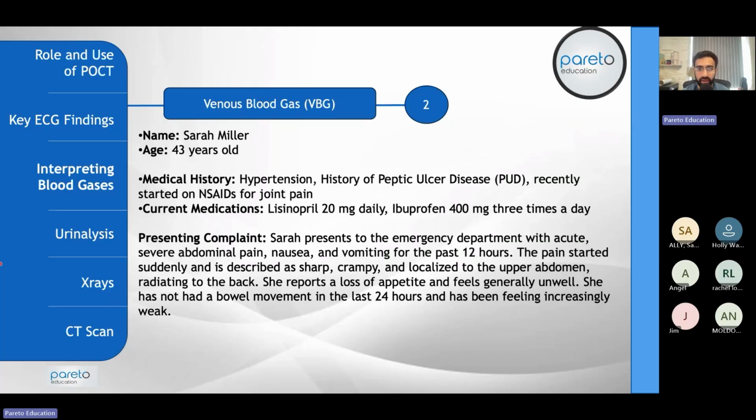She presents to the emergency department with acute, severe abdominal pain, nausea and vomiting for the past 12 hours. Pain started suddenly and is described as sharp, crampy, and localized to the upper abdomen, radiating to the back. She reports a loss of appetite and feels generally unwell. She has not had a bowel movement in the last 24 hours and has been feeling increasingly weak. So it sounds like this lady is quite unwell, actually.